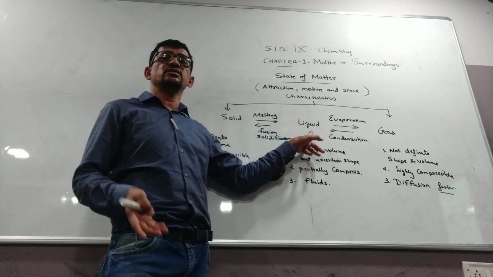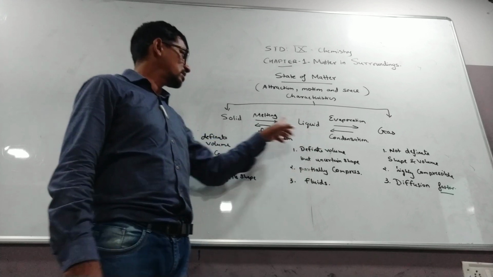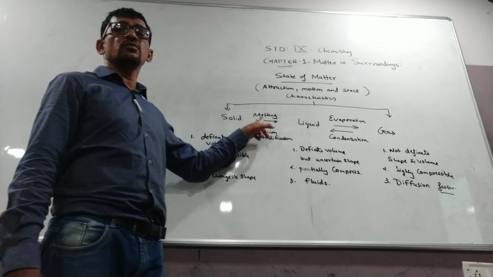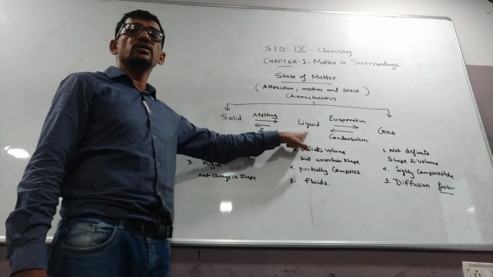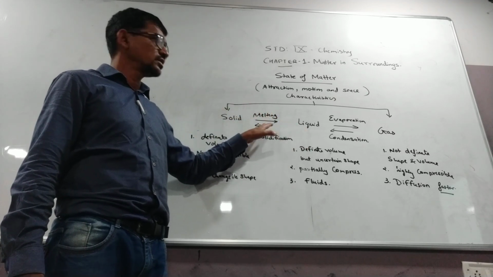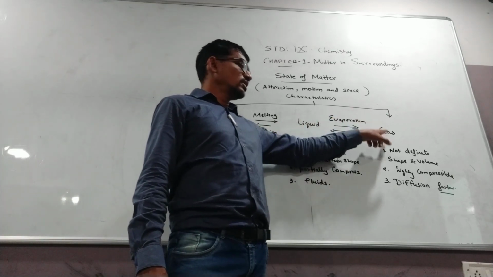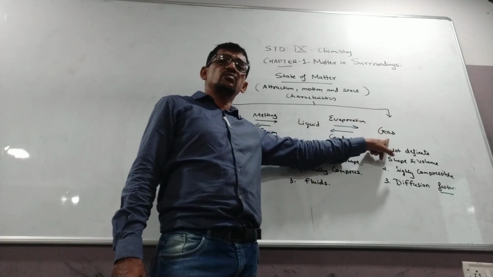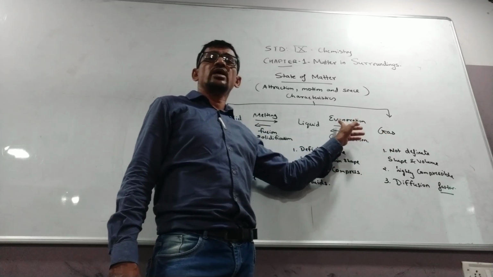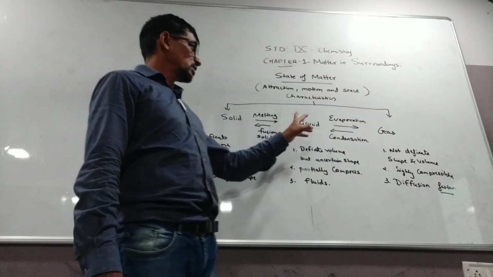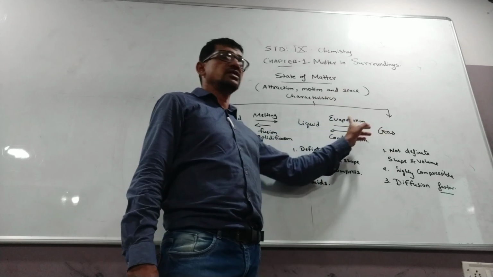Temperature increases kinetic energy. That is known as what? It is converted to liquid. It means what? Melting. Solid, when it is converted to liquid, that is known as melting of solid. Similarly, liquid, if you increase temperature, it is converted to gaseous state. That is known as evaporation. Liquid, when converted to gas, is known as evaporation.